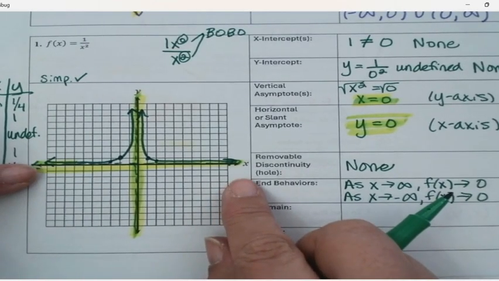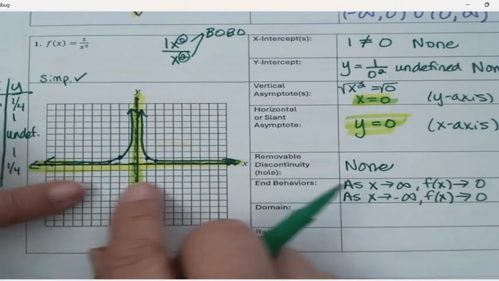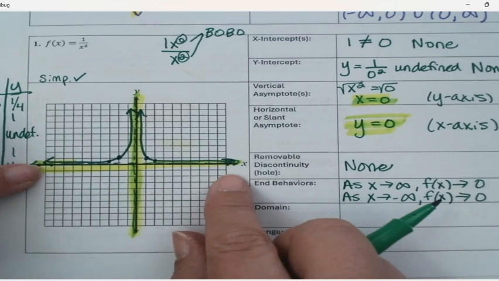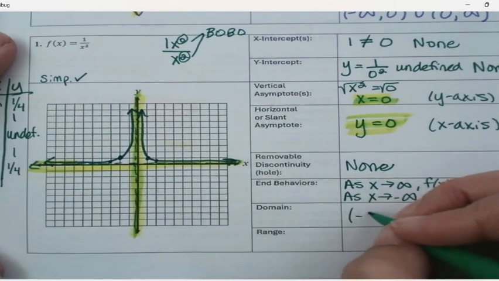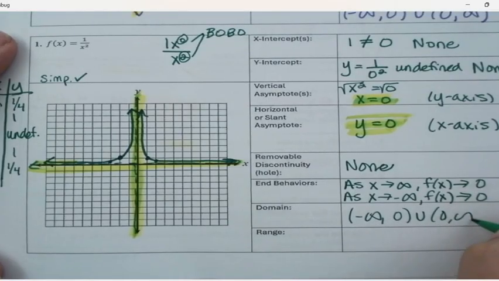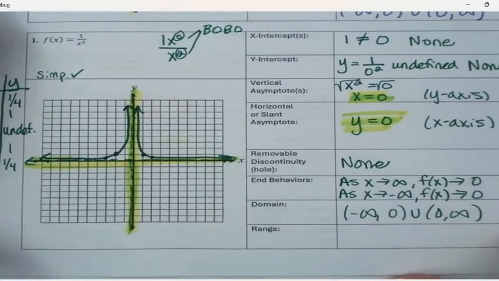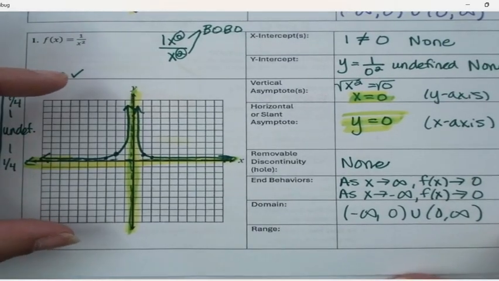All right, let's talk about domain. Let's talk about the x values that are included in this graph. What are the x values that are included here? Everything but what? Everything but 0. So I need to go negative infinity to 0 and 0 to positive infinity.